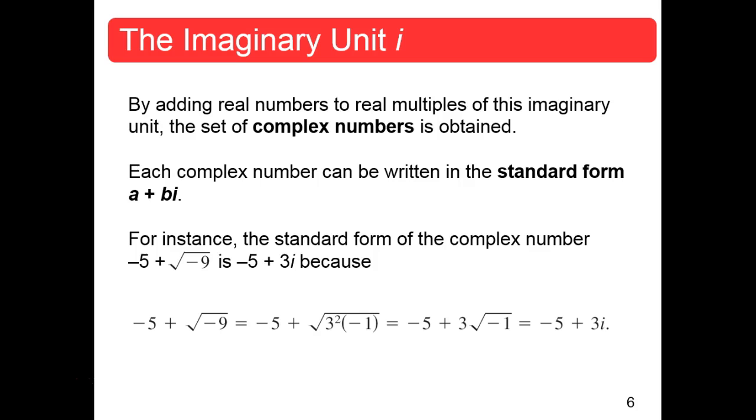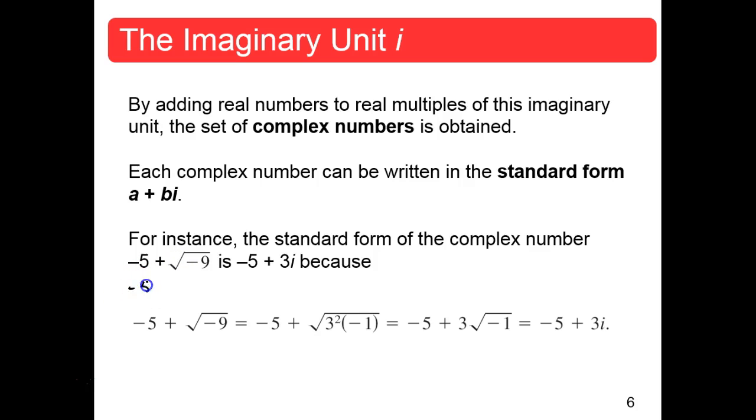So, what if you had the complex number -5, that's the a, a real number, plus the square root of -9? Oh, wait a minute. Can't do the square root of -9, but you can do this.